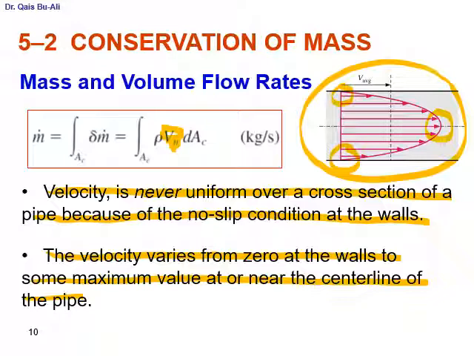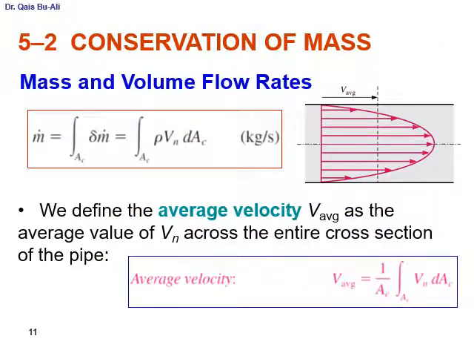But I can define something called the average velocity. So I will take something between the minimum and the maximum, and I will define the average velocity. How to define this average velocity? We define the average velocity, V average, as the average value of Vn across the entire cross section of the pipe.